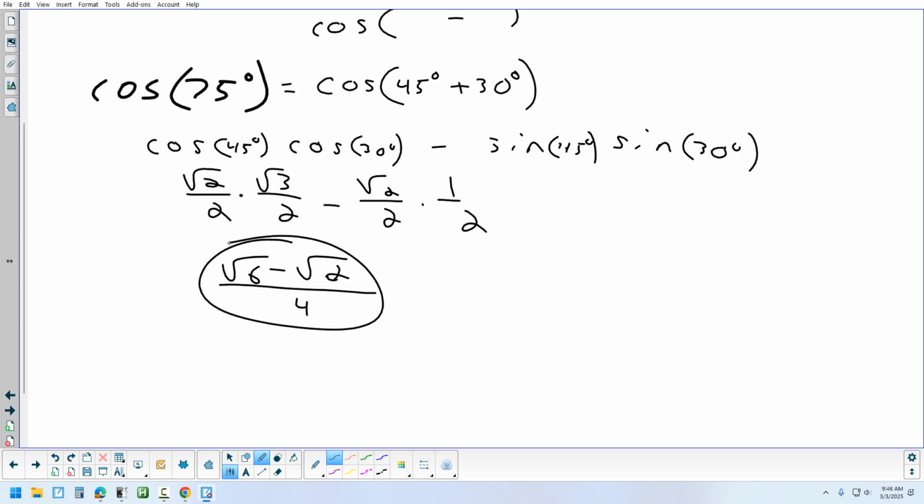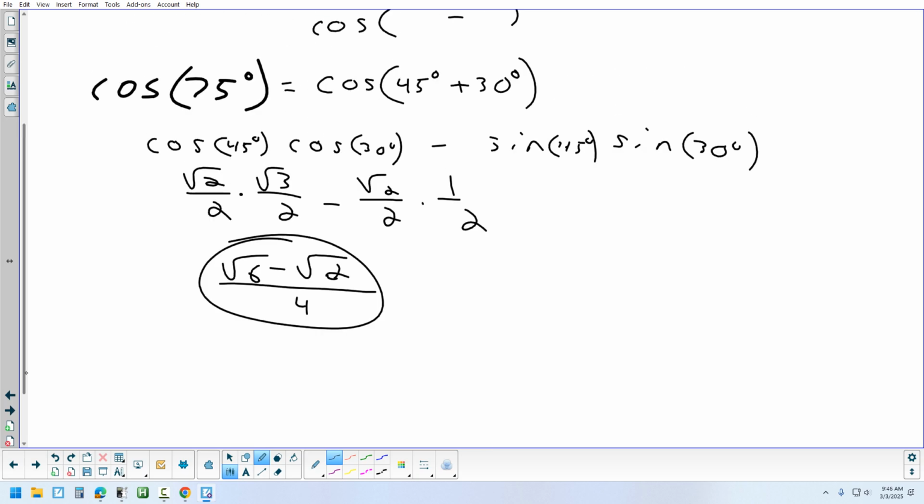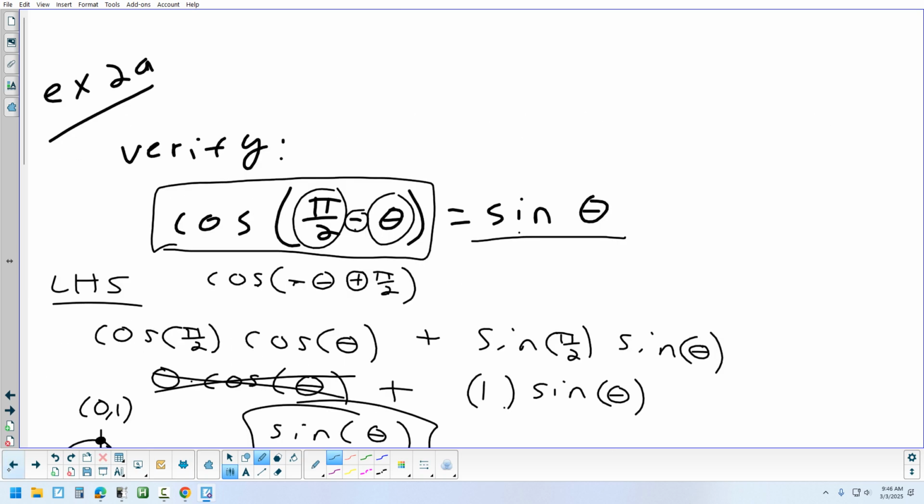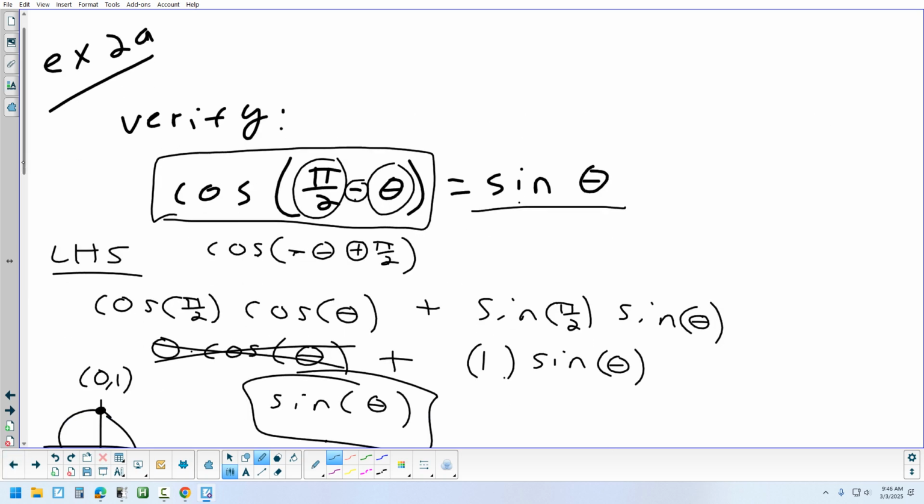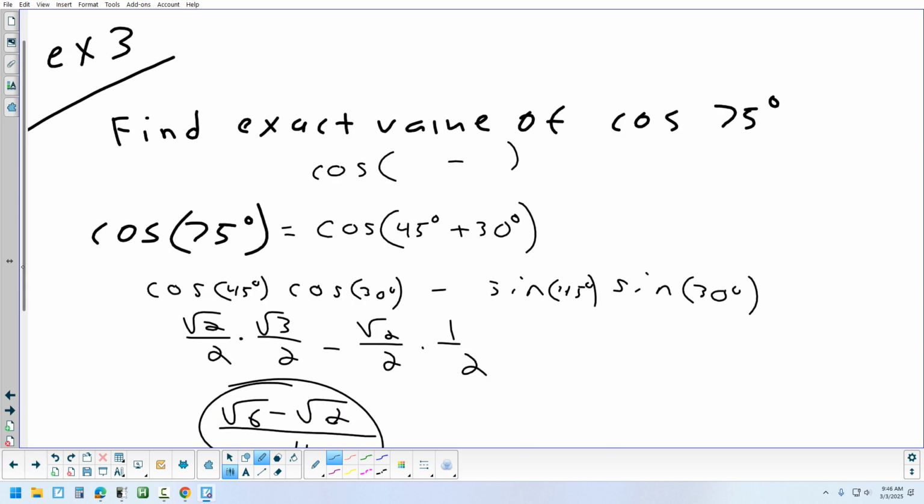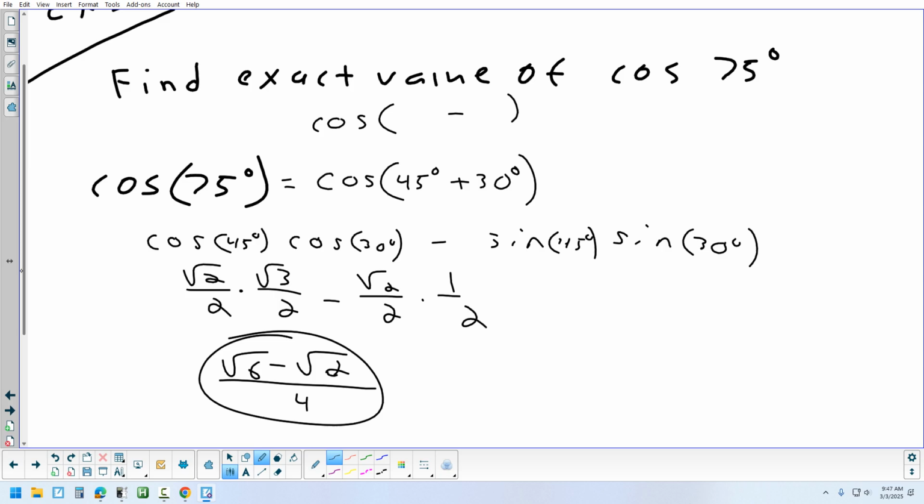So that's the cosine sum formula. Okay. Any question on that one? And you can do the same kind of thing that we did, right here? You can do it with a sum and do verifications, just like that. All right, so now you've got the cosine sum and the cosine difference.